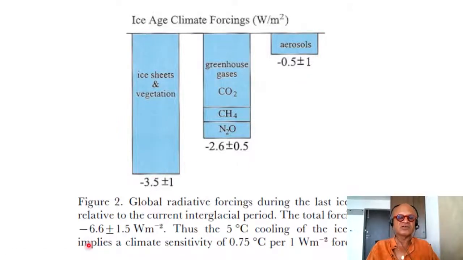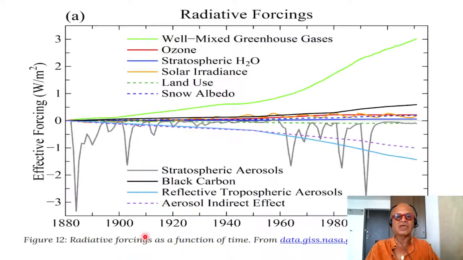So altogether there is a minus 6.6 watts per meter squared, and we can compare that to other types of forcings we have had since the Industrial Revolution. So we are looking at radiative forcing as a function of time since about the Industrial Revolution. We are looking at well-mixed greenhouse gases like carbon dioxide. They have been creating effectively a positive forcing, which means they are keeping more energy in the system.